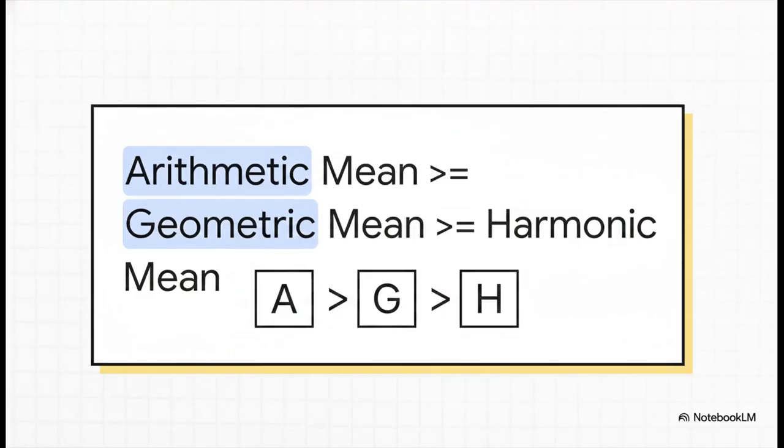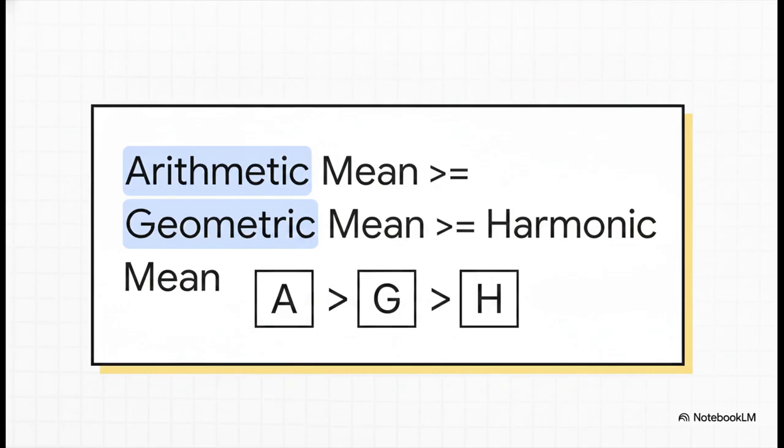Okay, so the crucial takeaway here is knowing how these three relate to each other mathematically. Here's a clean, simple rule. The arithmetic mean is always greater than or equal to the geometric mean, which is always greater than or equal to the harmonic mean. Just remember A before G before H, right? Like the alphabet.